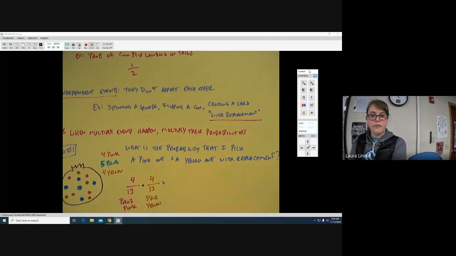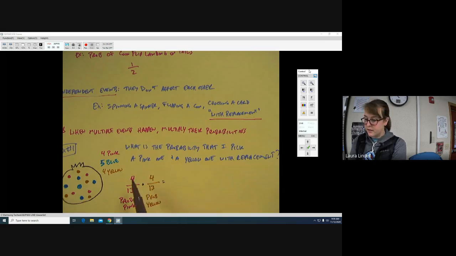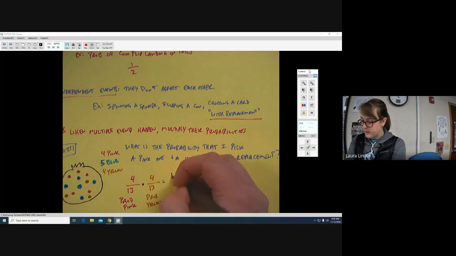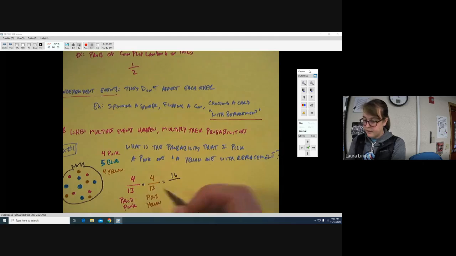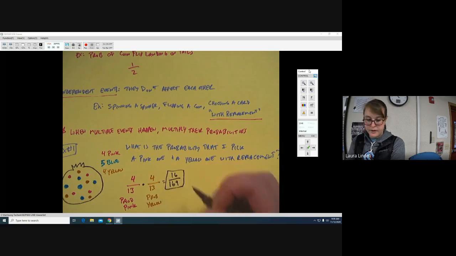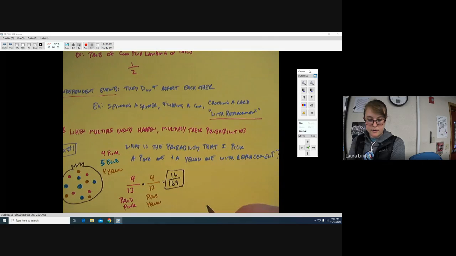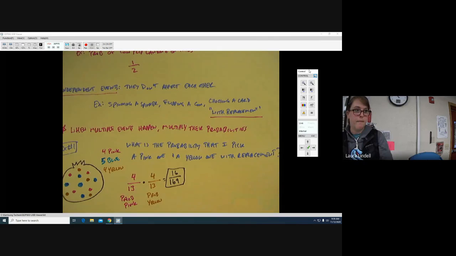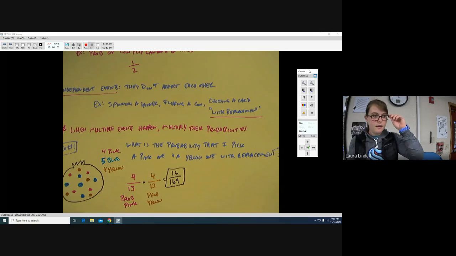So that's the probability of picking a yellow one. And then I just multiply the fractions. So remember, when you multiply fractions, you multiply straight across. 4 times 4 is 16. 13 times 13 is 169. So this is my overall probability here. Okay. So that's the probability that I pick a pink one and then a yellow one with replacement. 16 out of 169. Okay. Any questions with that one so far?